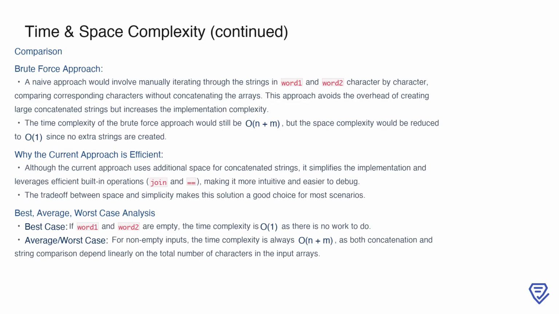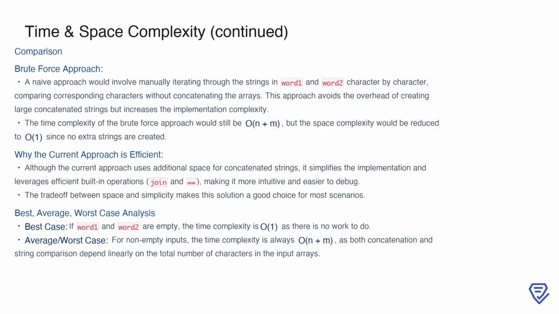When comparing this approach to a brute force method, a naive solution would involve manually iterating through word1 and word2 character by character to compare corresponding characters. This avoids the need to concatenate the arrays, reducing space complexity to O(1). However, it adds implementation complexity and requires careful management of indices. While the brute force approach still has a time complexity of O(n + m), the current solution is more intuitive and leverages efficient built-in operations like join and equals.